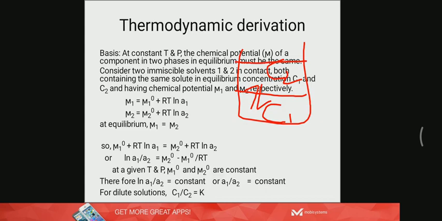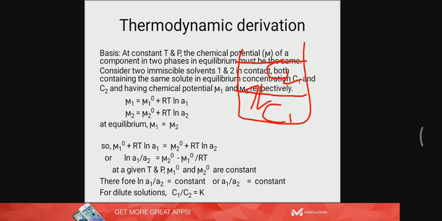we already mentioned that the chemical potential of the same solute will be the same in the 2 phases which are in equilibrium. So, mu1 equal mu2. So, when we equate LHS, we can equate RHS also. So, what we write? Mu1 0 plus RT log A1 equal mu2 0 plus RT log A2.